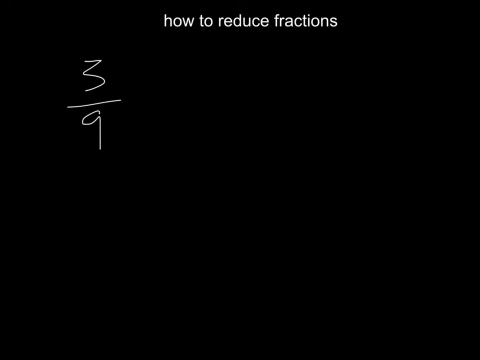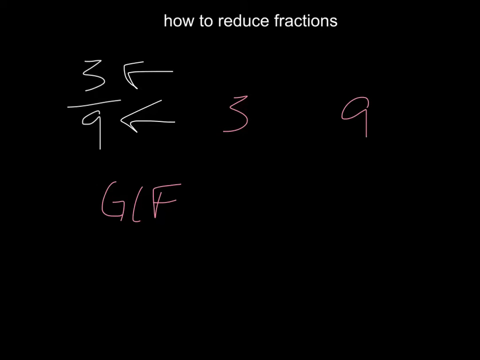This is what you do. Take whatever you have, look at the top number and the bottom number, and find out what the greatest common factor of both of those is. So, for instance, I'll take 3 and 9. What can I multiply to equal 3? 3 and 1. That's really all you got. What can you multiply to equal 9? 9 and 1, and then 3 and 3.